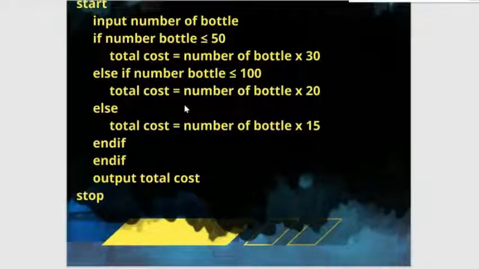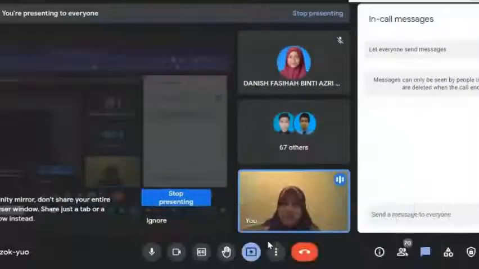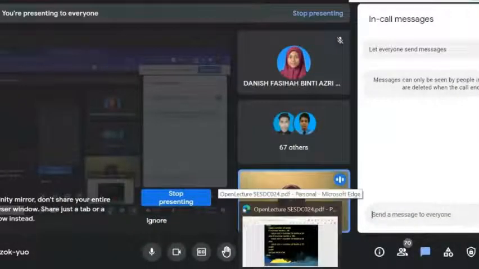So far, ada tak soalan ni? Sebab soalan ni susah sikit. Ada tak? Ada yang write kat komen ke? Perlu ke saya tengok? Okay, kalau dah tak ada, tinggal one last question.